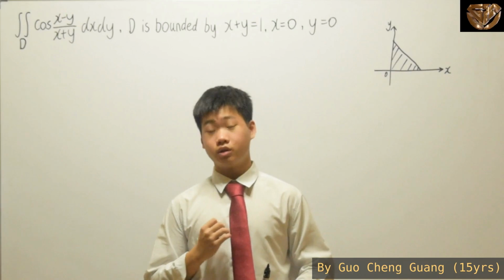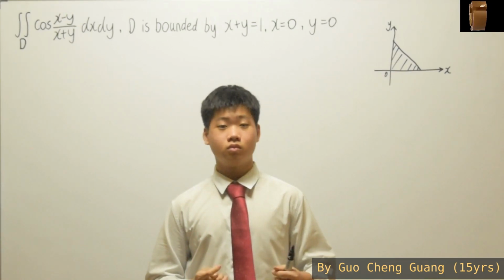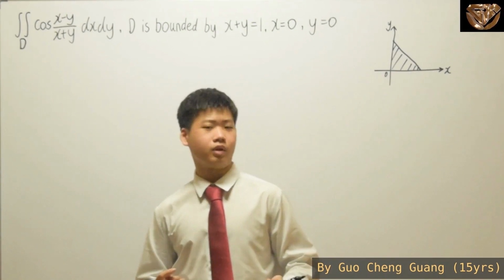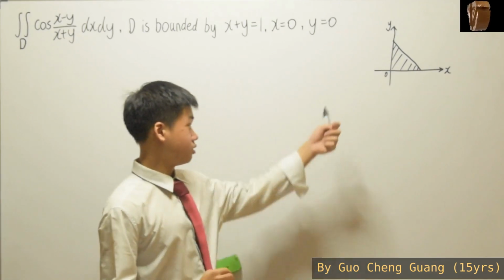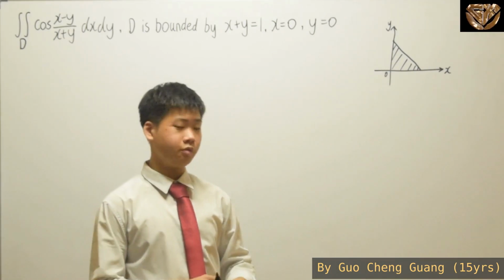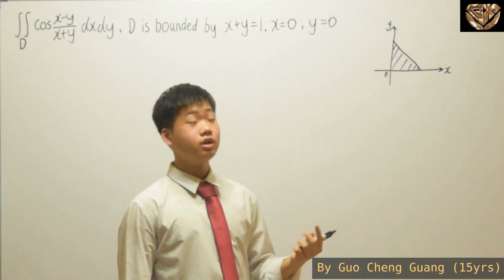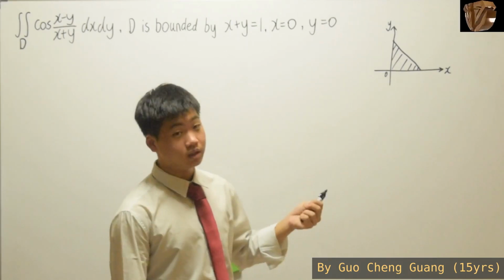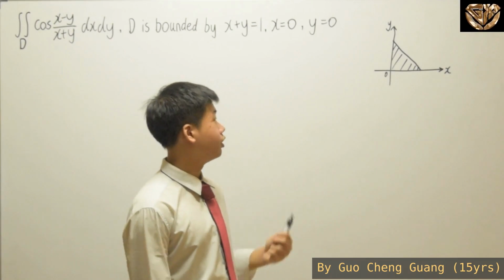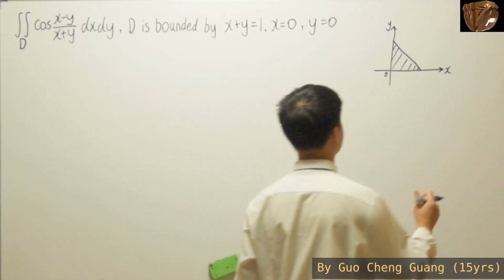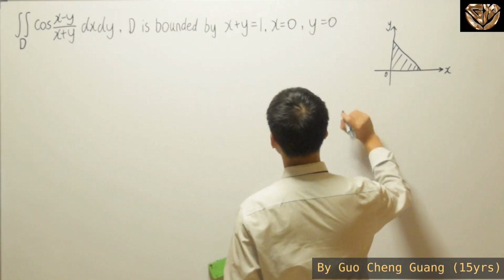What is the other coordinate system? The polar coordinates. Why am I talking about that here? Isn't this just a straight line? Don't we use polar coordinates just for those curves? Well, in this case, it is actually better to change it into polar coordinates. But why is that so? Now let's take a look at this.